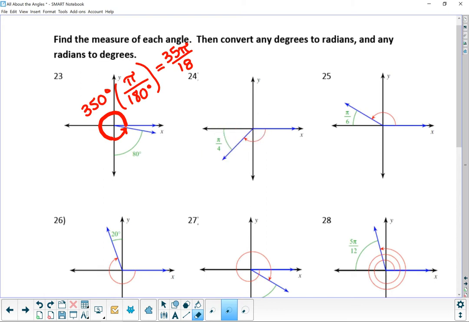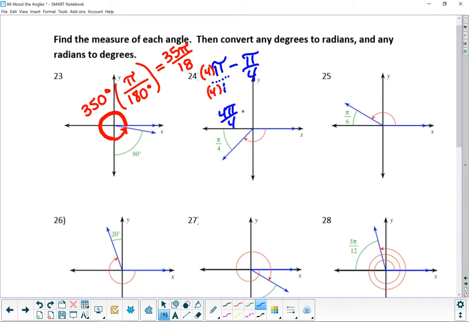Okay, so I'm going to go with pi. I'll put blue this time. I'm going to go with pi, and I'm going to take away pi over 4. And to do that, I need a common denominator. I need a 4 and a 4. So I will actually have 4 pi over 4 minus 1 pi over 4, which makes 3 pi over 4. So that's my angle. But remember, I'm going underneath, so this will be a negative 3 pi over 4.